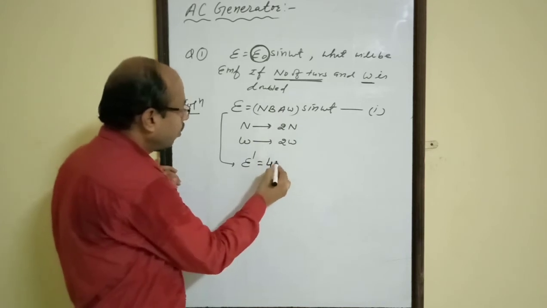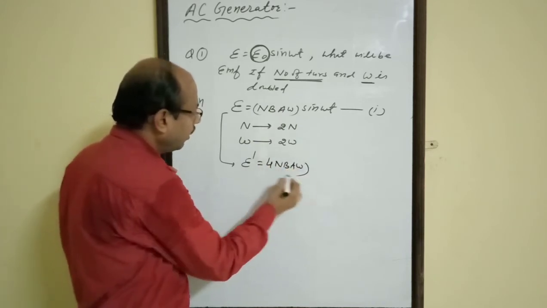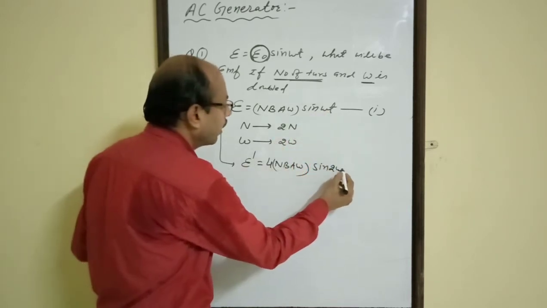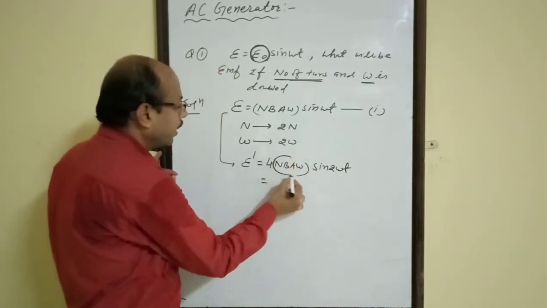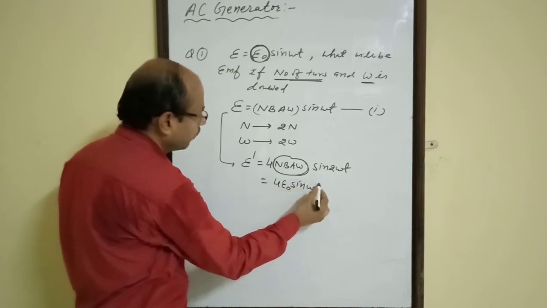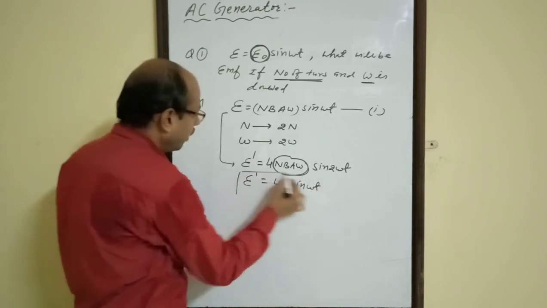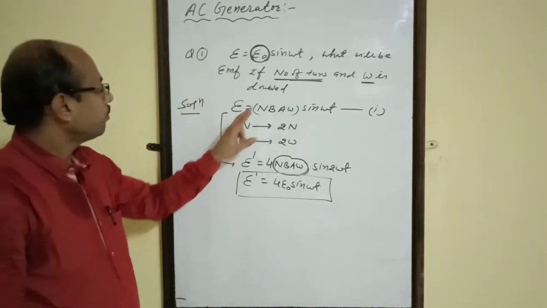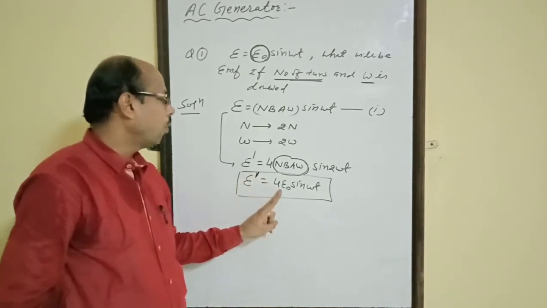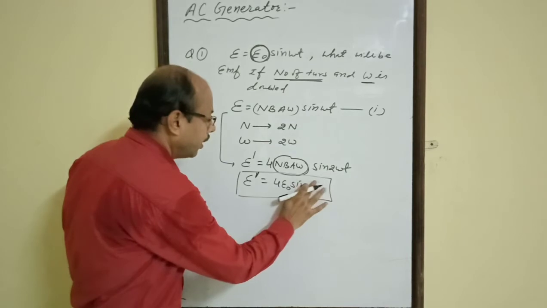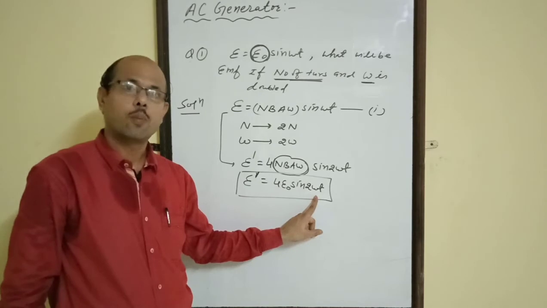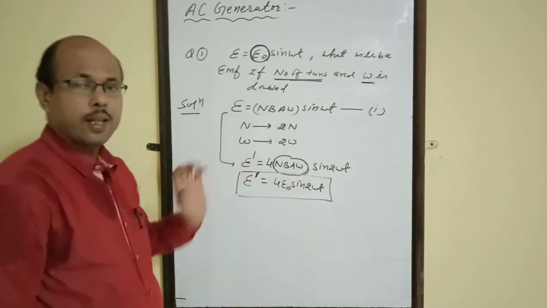Therefore, we have to write 4NBA omega and sine omega t, and here we have to write 2 omega. And this quantity can again be written as 4 E naught. So by this way, we can solve the question related to AC generator. In this case, new EMF will be 4 E naught sine 2 omega t. So this is the question related to AC generator.